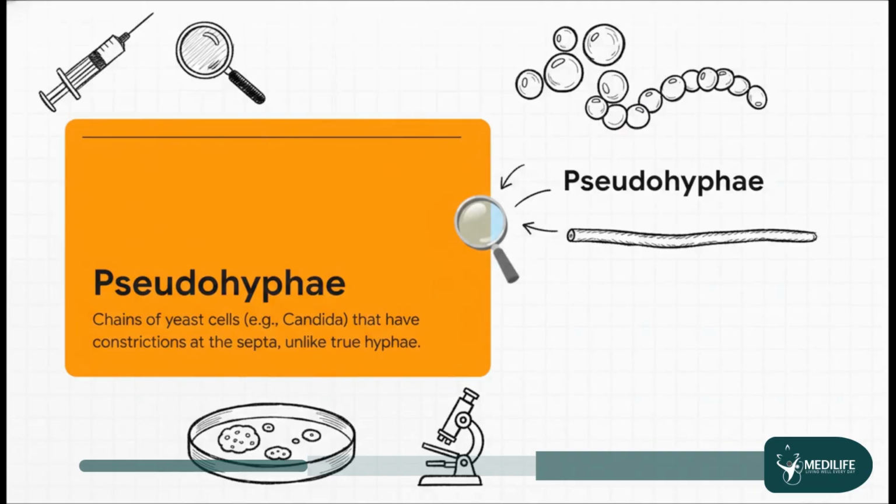And now for the great pretender, pseudohyphae. At a quick glance, you might think it's mold, but it's not. It's actually just a chain of yeast cells that forgot to separate after budding. So how do you spot the fake? Look for the pinch. You see those little constrictions between the cells? That is your dead giveaway. And when you see pseudohyphae on a lab report, the number 1 name that should pop into your head is Candida.